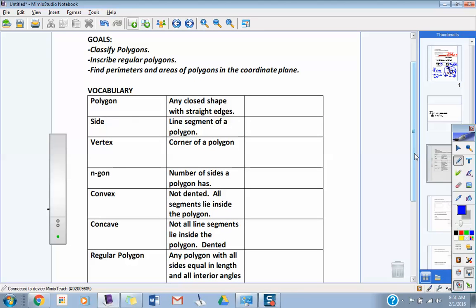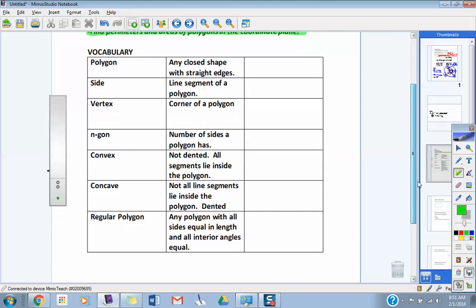We're going to talk about inscribing regular polygons. I'll show you what that means. And then the last one, the most important one today for us, find perimeters and areas of polygons in the coordinate plane. That's going to be big for us today. If we can meet that goal right there, we've answered a lot of questions. Okay? So some quick vocab before we get into the notes. And like I said, we may or may not get done with this today, but let's give it a shot.